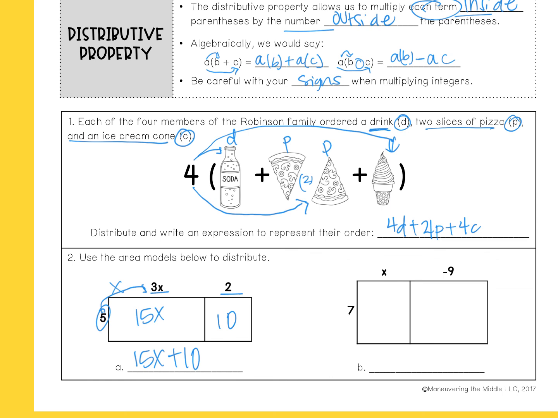And now for our next example, we're going to solve the area model here. And we know area models mean multiplication. So if we multiply 7 times x, we get 7x. And then if we multiply 7 times negative 9, we know that a negative times a positive equals a negative. So we get negative 63. And when we put those together, we have 7x minus 63.